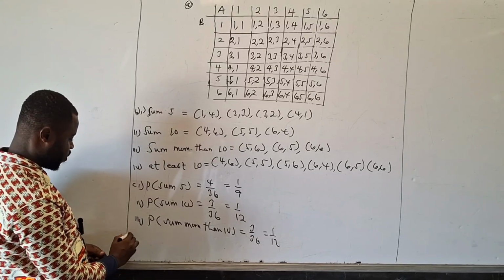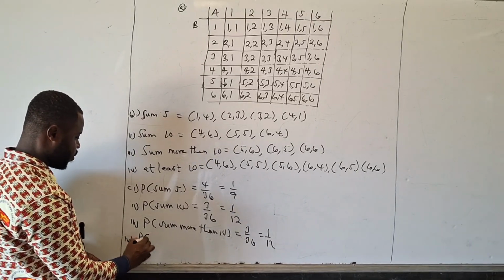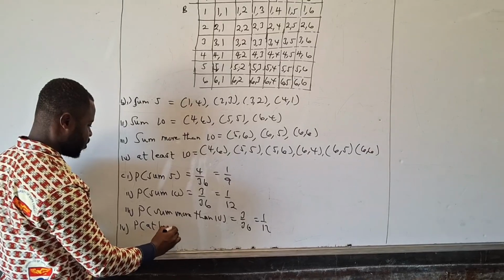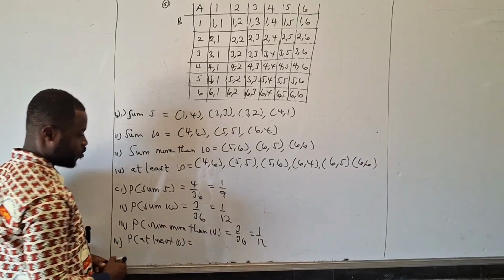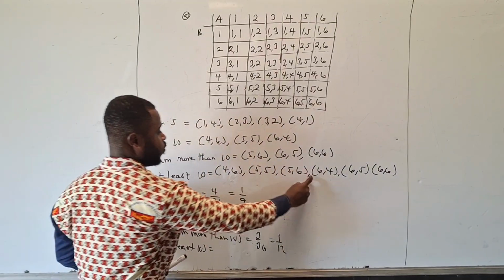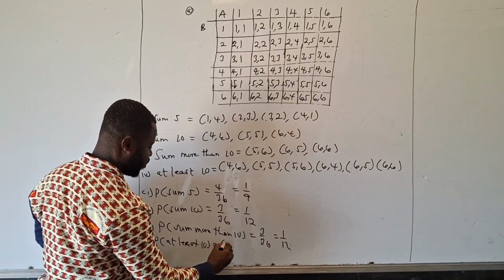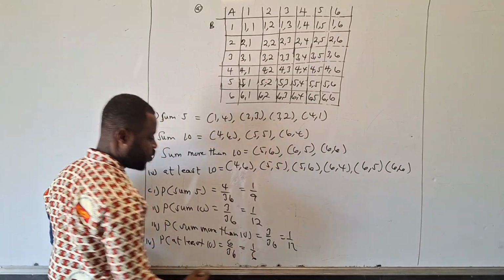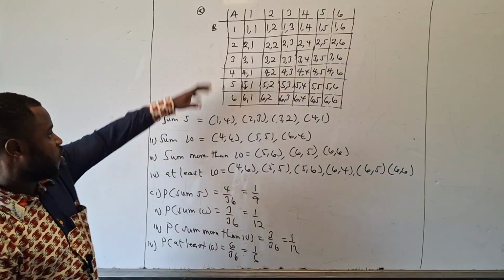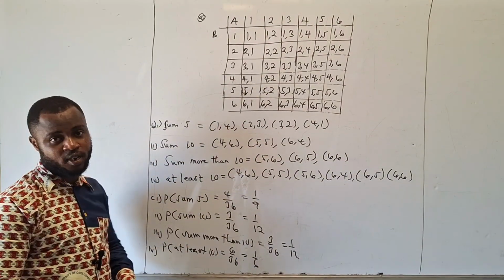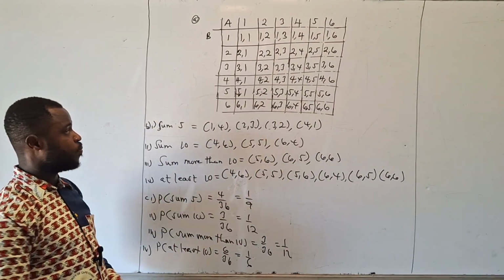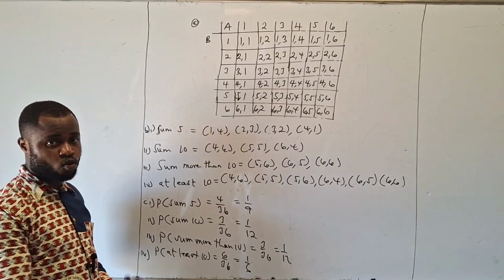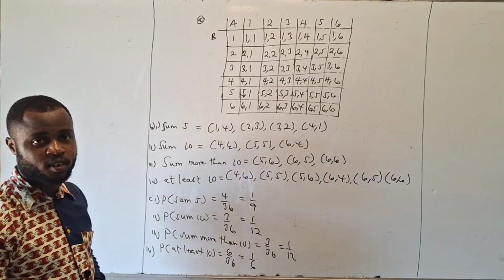Then we have the last one, probability of sum at least 10. We have that one here: 1, 2, 3, 4, 5, 6. So we have 6 out of 36, which when simplified, you get 1 on 6. So this is the question and this is how it is answered. So know how to list them, then know how to list the pairs of the sum that you are going to be given. So we are going to take the next question.